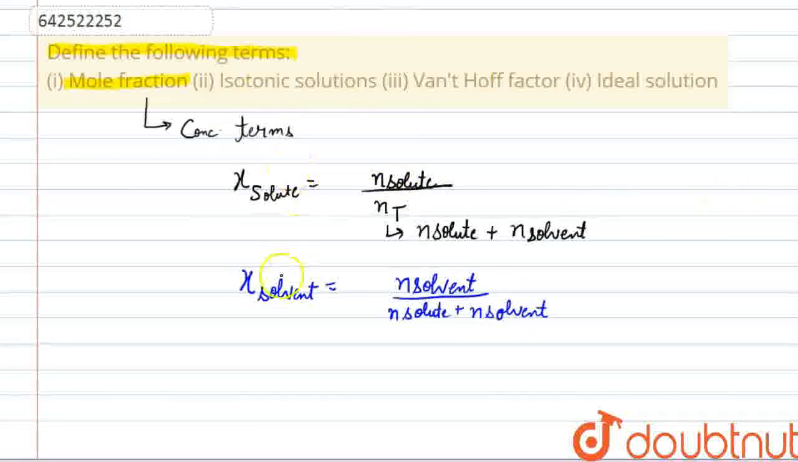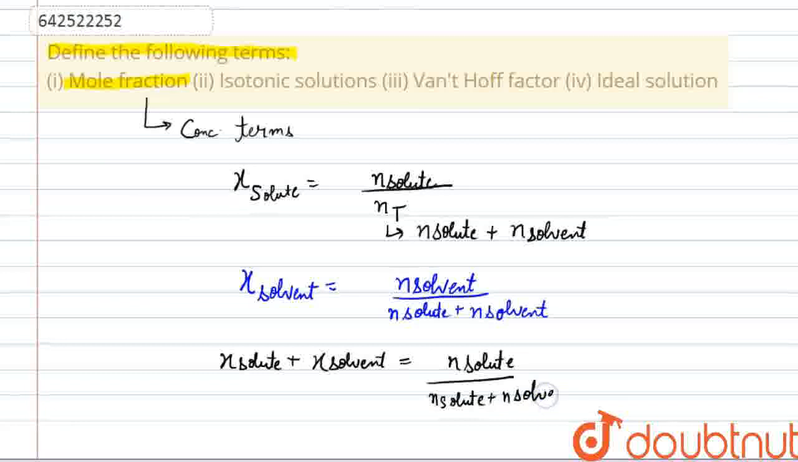Now one more thing, if we add up both these ratios, we get mole fraction of solute plus mole fraction of solvent. It can be written as N solute divided by N solute plus N solvent, plus mole fraction of solvent, that is N solvent divided by N solute plus N solvent.